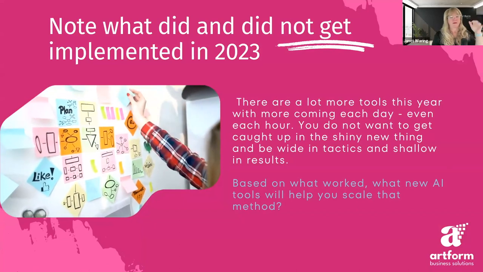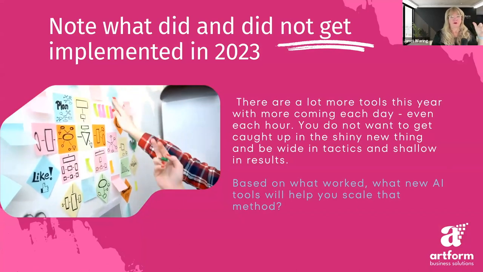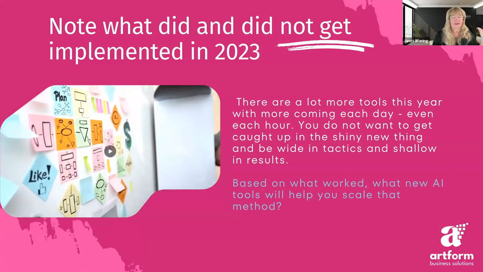Okay. Next thing in your strategy that you're going to want to do is to note what did and did not get implemented, and then note why, because we all know that this is real. Every year you've got all these great things that you want to implement, but some things fall off and don't happen. So put pen to paper and really take stock of what really happened. Why did some things not get implemented? And then of equal importance, note why.